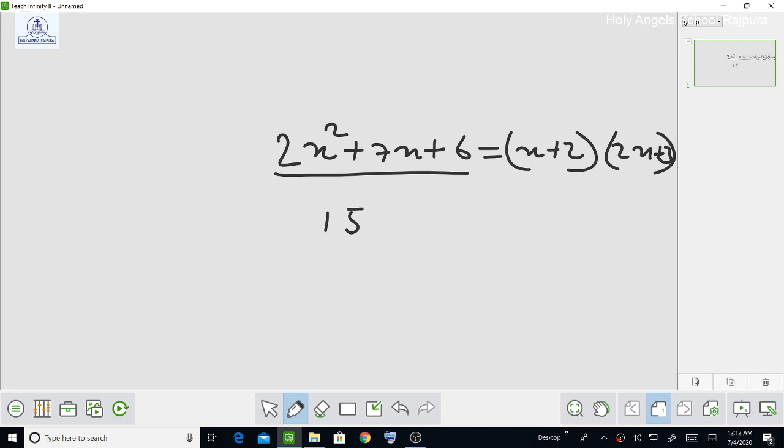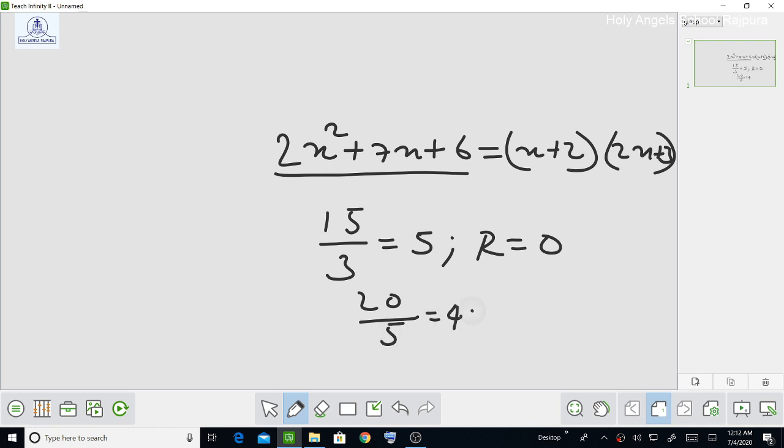15 divided by 3, you get 5 as the answer, and there is no remainder, the remainder is 0. R stands for remainder. Or 20 divided by 5 is equal to 4. It is completely divisible, and you get quotient 4. Here also the remainder is 0.